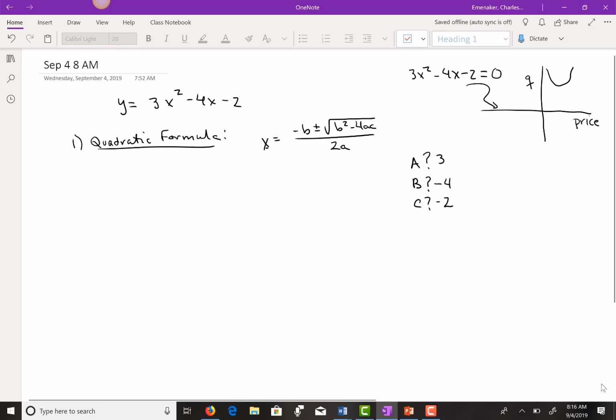Okay? Does anybody have quadratic formula on their calculator? No, not so much. Very good. All right, so what happens is we're going to wind up with x equals the negative of b, so that's going to be a negative 4, plus or minus the square root of negative 4 squared minus 4 times a times c, all over 2 times a.